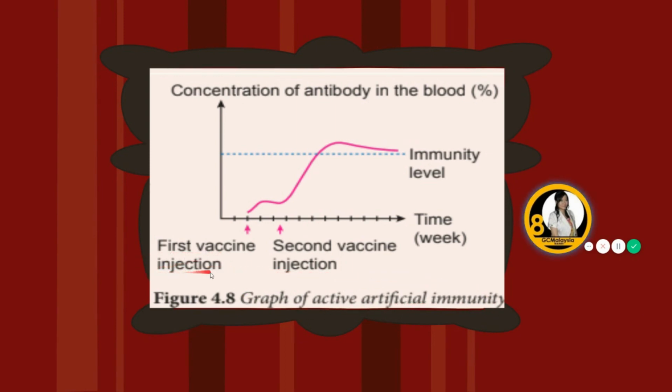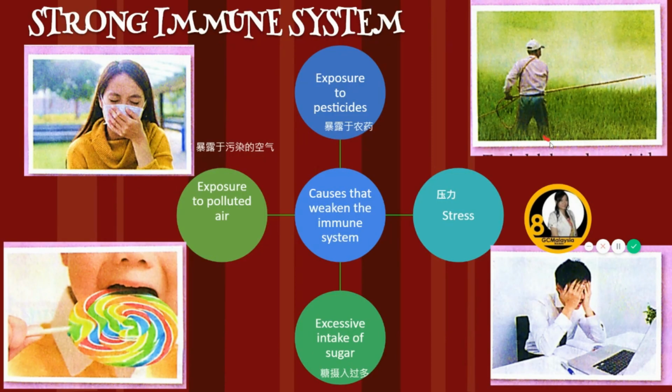First vaccine injection. This is the second vaccine injection. Okay? Through vaccine injection, we can get long-lasting immunity. Okay, causes that weaken the immune system.